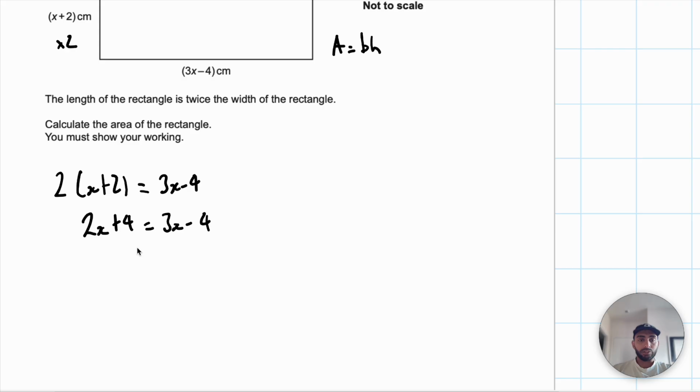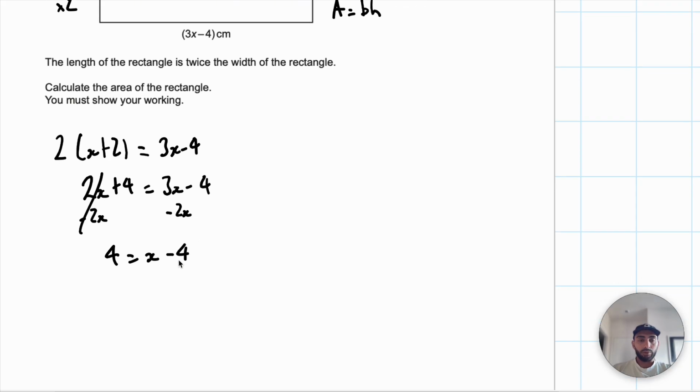I want my x's to be on one side, and I'd prefer to have positive x's, so I'm going to move them to where there's more of them. So I'm going to move them to the right-hand side. So I'm going to take away 2x from both sides. That leaves me with 4 is equal to 3x take away 2x is x, take away 4. We're taking away 4 from the right-hand side, so we need to add 4 to both sides to get rid of that. 4 add 4 is 8, so x is equal to 8.